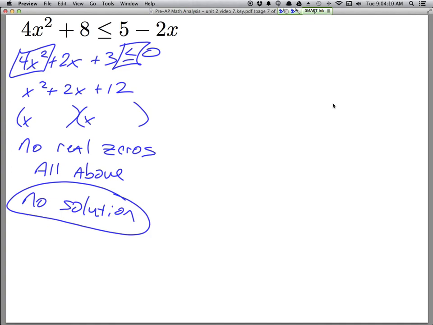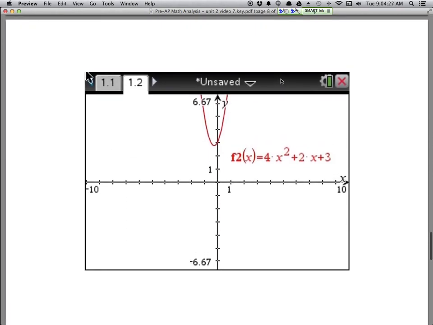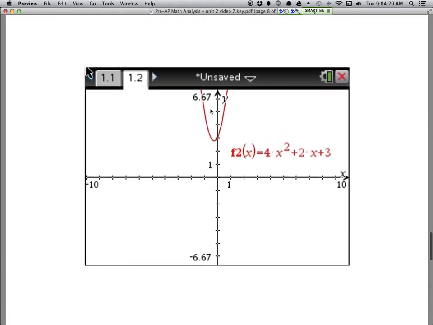What if it wanted greater than or equal to 0 instead? What would my answer be? All real numbers. Good. Okay? Everybody understand what was going on in this problem? Okay, I think we have one more. Oh, and there's the graph of it. Notice it's all above the x-axis like we said it would.